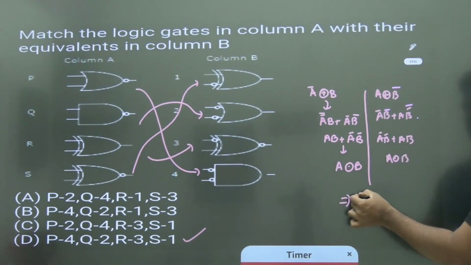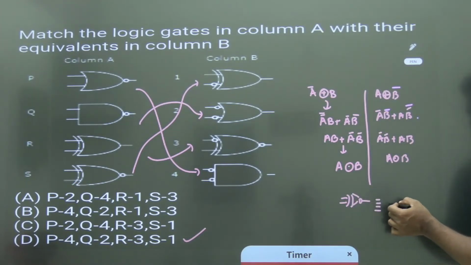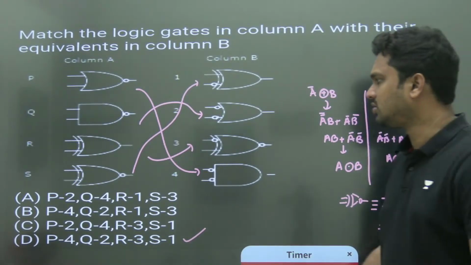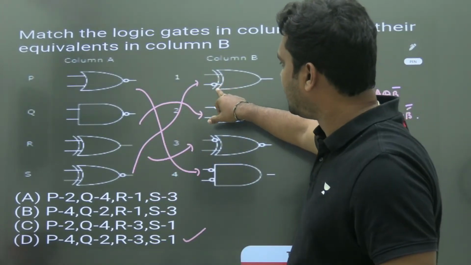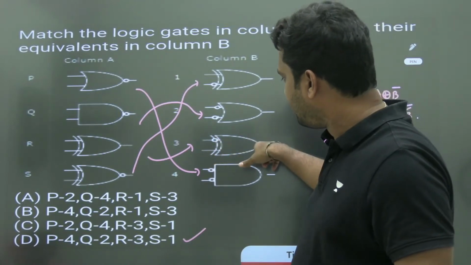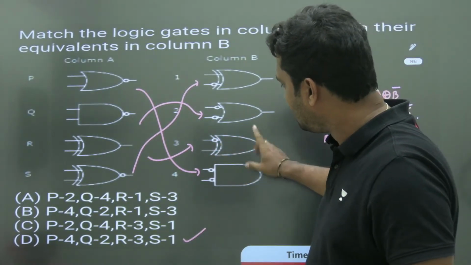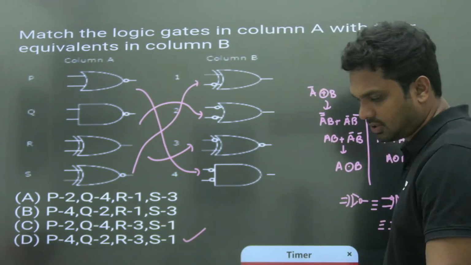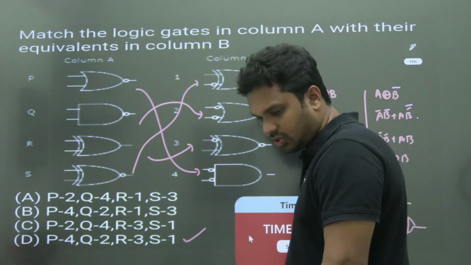So A XNOR B is equivalent to A bar XOR with B, or A XOR with B bar. Okay, both are correct. That's why A XNOR B is A XOR with B bar. Same way, A XNOR with A bar XOR with B will give you A XOR B. You just write the expression and cross check. So let's go for the next question.